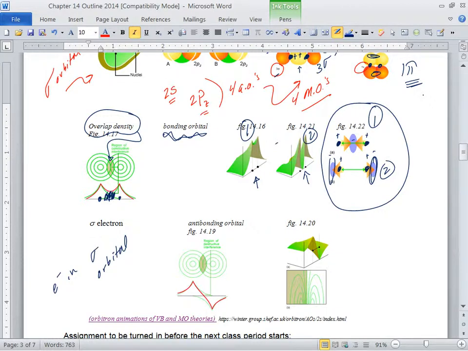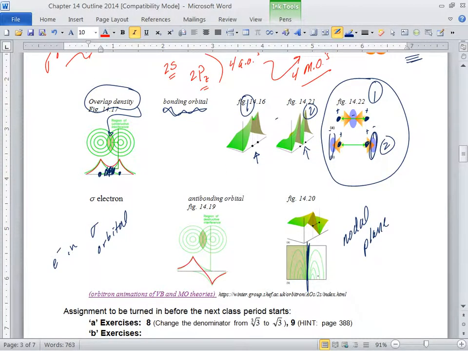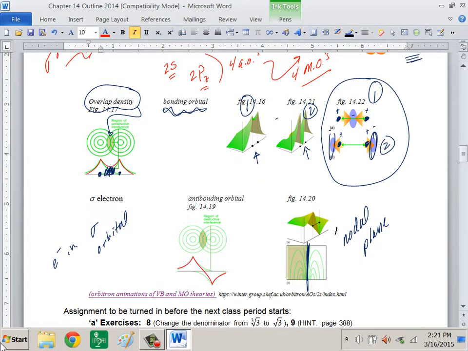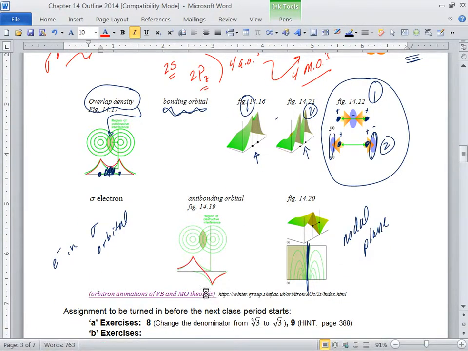Anti-bonding orbital. Talked about that already, kind of. They're trying to get across the idea of a nodal plane here, but that's kind of hard to see. There's a plane here that's actually a node. It's hard to see, but then to what some of these molecular orbitals look like. Let's see if this works.